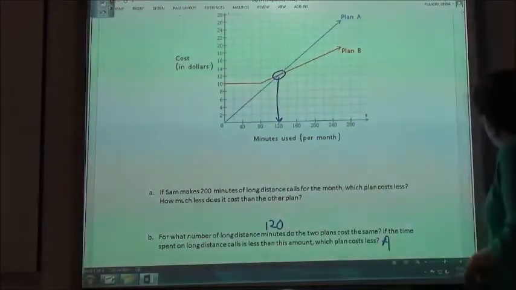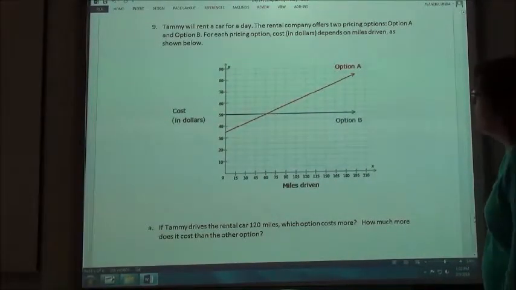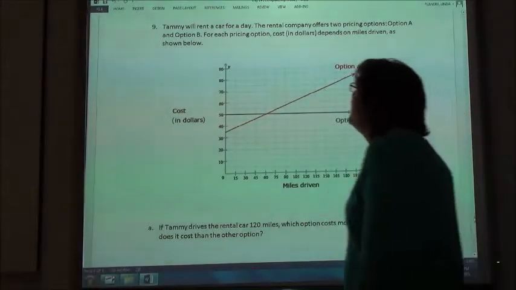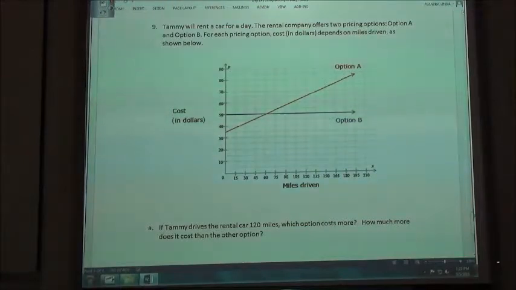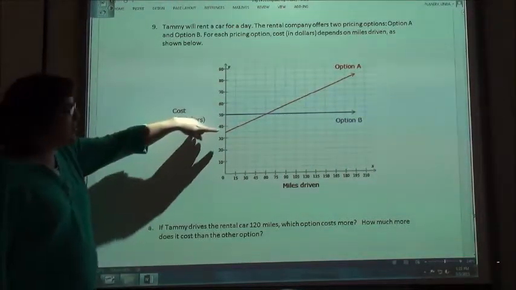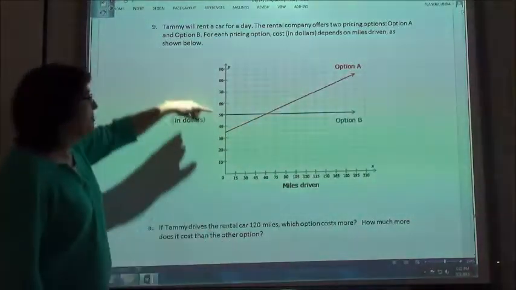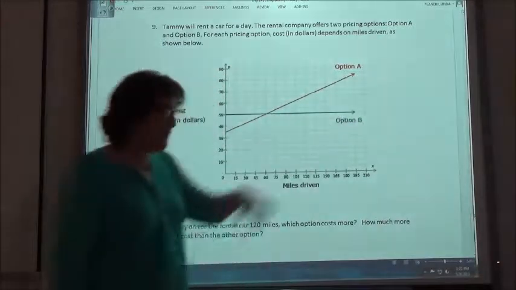Tammy is going to rent a car for a day. The rental company offers two pricing options, option A and option B. For each pricing option, cost in dollars depends on the miles driven as shown below. So option A starts at $35 and increases from there. Option B starts at $50 and stays $50 the whole time.